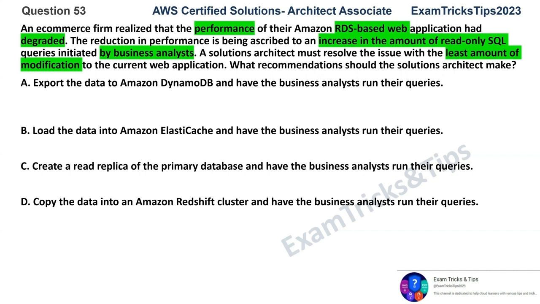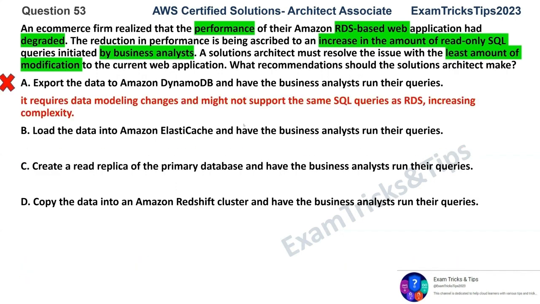The first one says export the data to Amazon DynamoDB and have the business analyst run the queries. Now, that's not going to work. You're basically saying that you introduce another database here, and that's not going to happen. One of the requirements here, as you can see from the highlighted keyword, is we want the least amount of modification. You don't want to do additional work for just connecting a reporting load. So this is wrong. If you are connecting to DynamoDB, you need to add an additional database, and that's a NoSQL database. So it's a completely incorrect option.